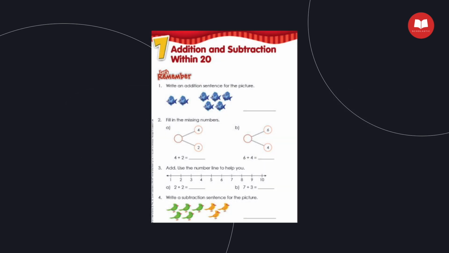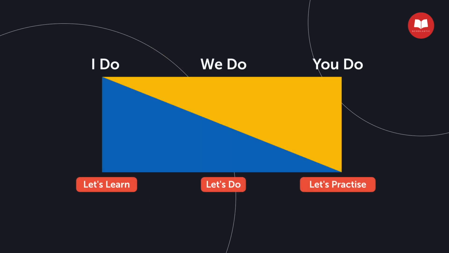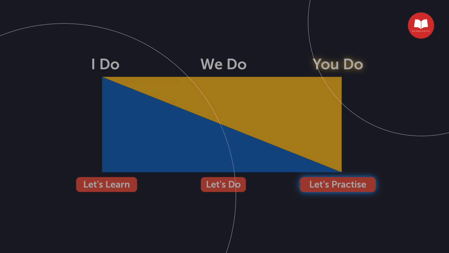At the start of each topic, prior learning and readiness for new learning is assessed using Let's Remember. Then, each Prime lesson has three main parts. Let's Learn, the I Do part of the lesson, where the teacher explicitly introduces the new concept. Let's Do, the We Do part of the lesson, where the teacher supports and guides the students as they begin to apply what they've learned. And finally, Let's Practice, the You Do part of the lesson, where students are given the opportunity to apply new learning independently and demonstrate mastery.